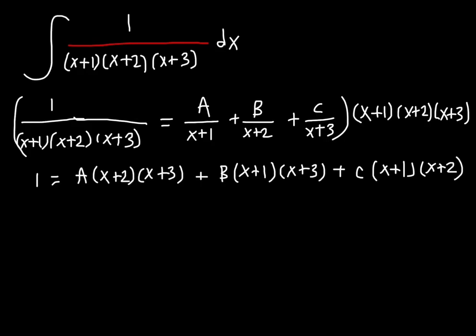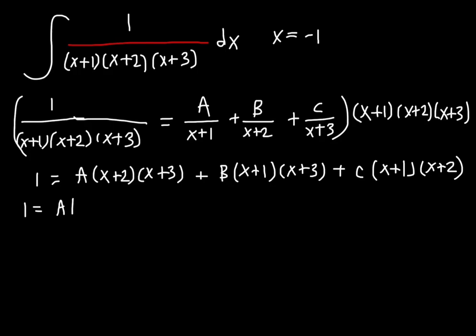So to solve for a, I'm going to replace x with a value that'll make both b and c 0. I noticed that if I plug in -1, it will make both 0. So let's do it. x is equal to -1. I'll replace all the x's with -1. So 1 is equal to a times -1 plus 2 times -1 plus 3, plus b times -1 plus 1. I don't need to write them because it will just get 0 anyway. So plus 0 plus 0.